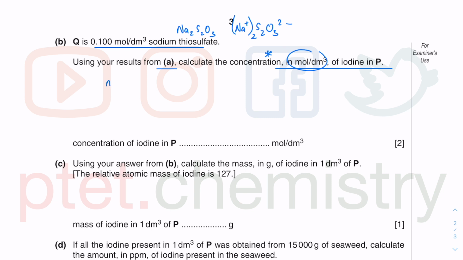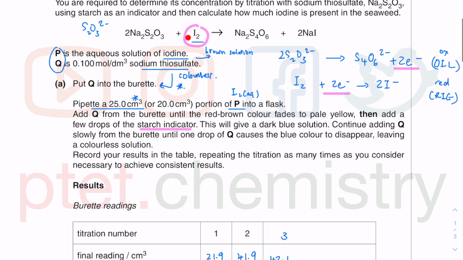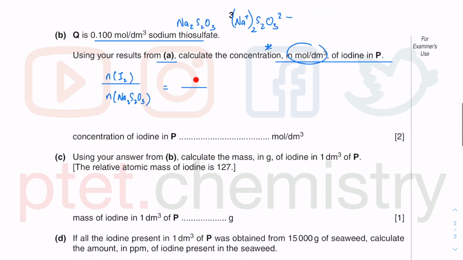So we've got to set up our mole ratio. I put the iodine on top, and I put my thiosulfate at the bottom. From the balanced equation, we have to see how many moles of iodine. From the balanced equation, 1 mole of iodine reacts with 2 moles of sodium thiosulfate. So it's 1/2 from the balanced equation.